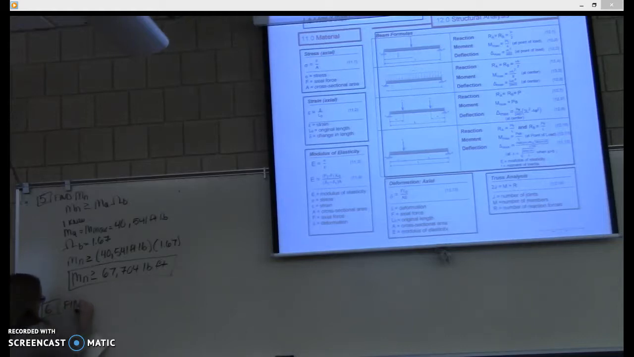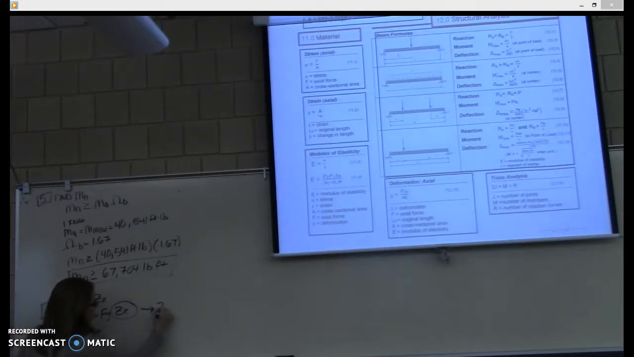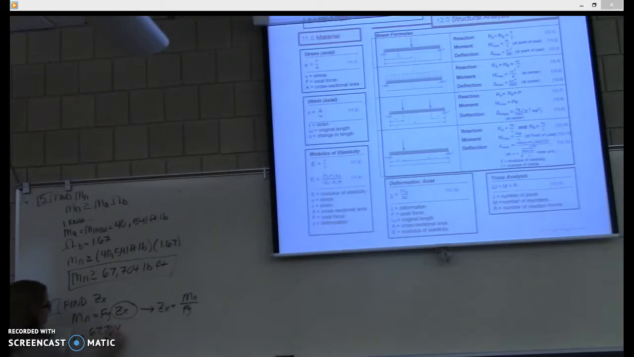All right. Step 6, now that we found Mn, we can then use that number to find our Zx. So the other equation for Mn is Mn equals Fy times Zx. We know Mn and we know Fy, so now we can find Zx. So plug in the numbers that you know. I'm just reversing this equation to get Zx equals, because that's what we're looking for. So Zx equals 67,704 foot-pounds all over Fy, which again was given to you, which is 58,000 psi.